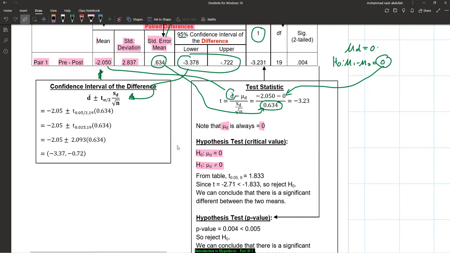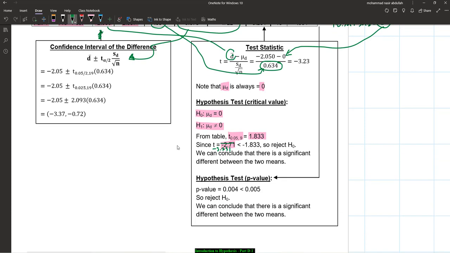Looking from the table, the critical value is t alpha 0.05 divided by 2, which is equal to 1.833. This is a different example here. Since negative 3.231 is less than negative 1.833, we reject the null hypothesis. You can conclude that there is a significant difference between the two means. This is for the critical value approach.